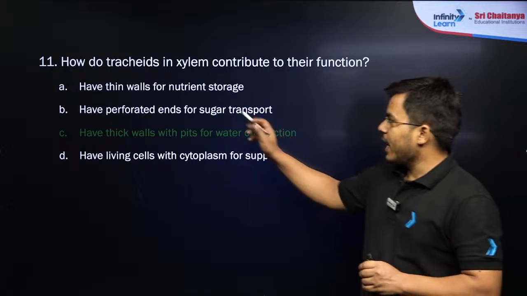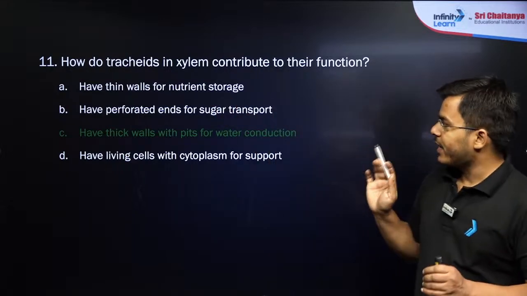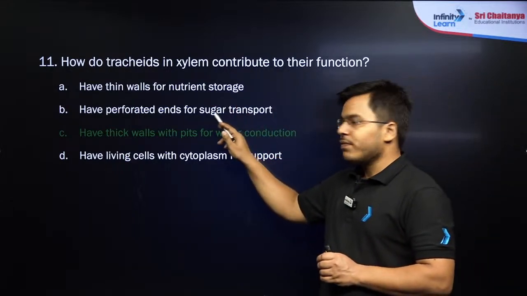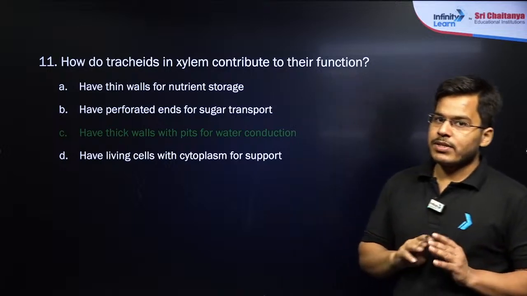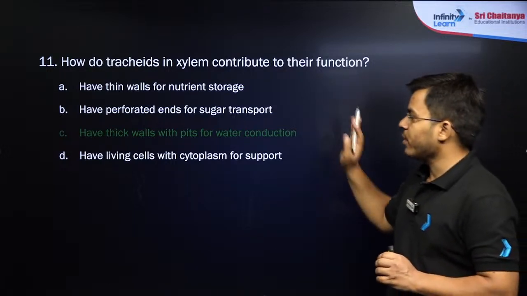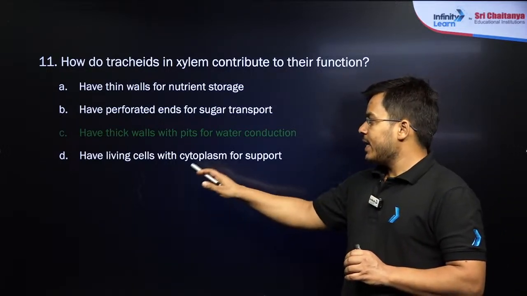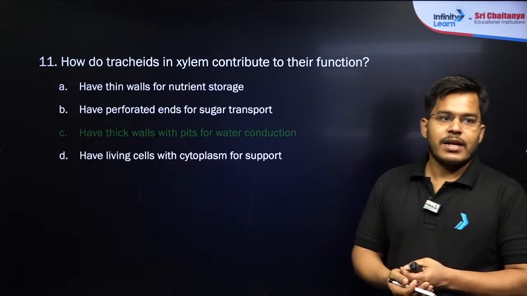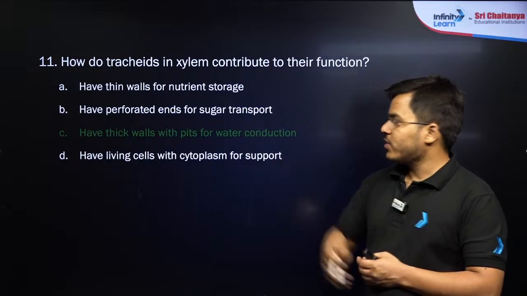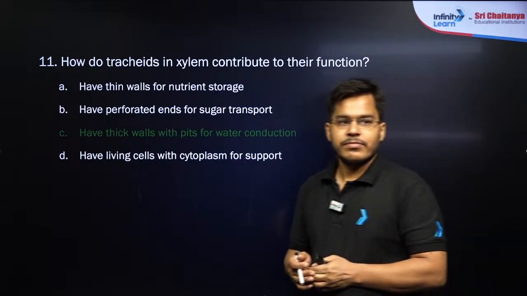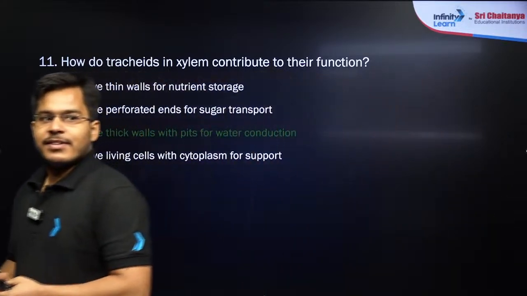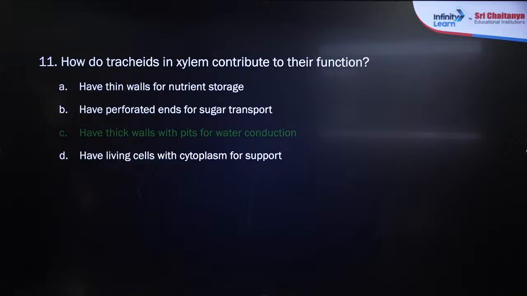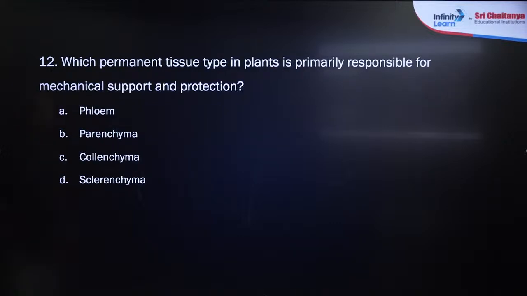So they cannot store the nutrients. Second thing, students, sugar transport, the food transport, is again the responsibility of phloem, not xylem, so this is also wrong. Then D, they have living cells, but they don't have living cells, we know it very well. So the correct answer is C, right? Yeah, absolutely correct. Now let's move towards the next question, students.